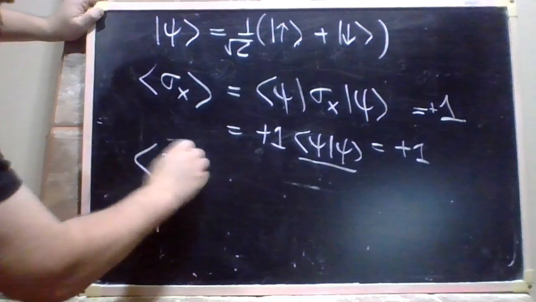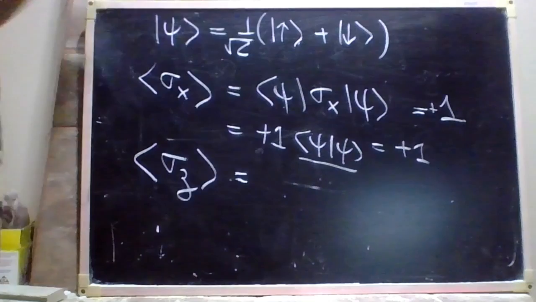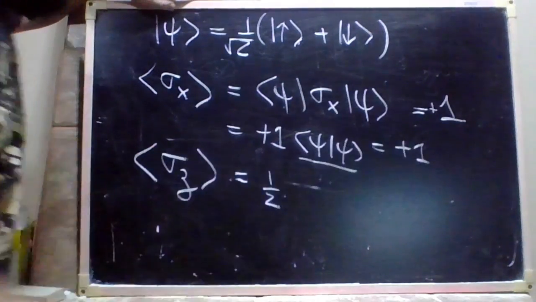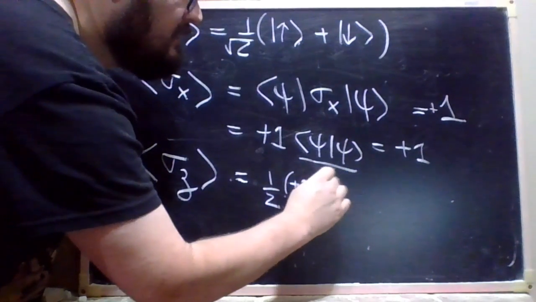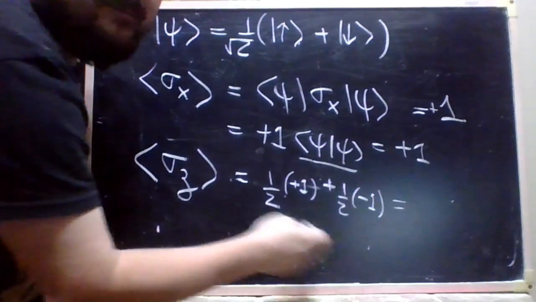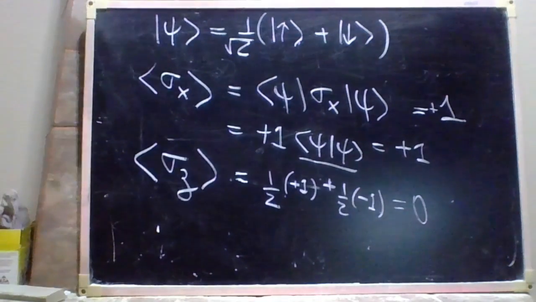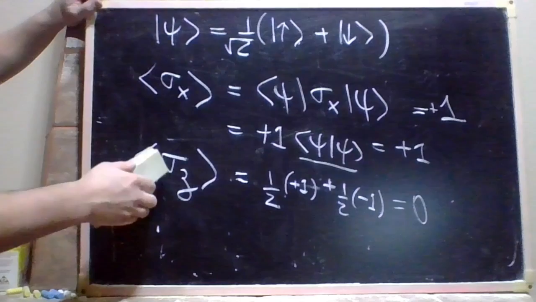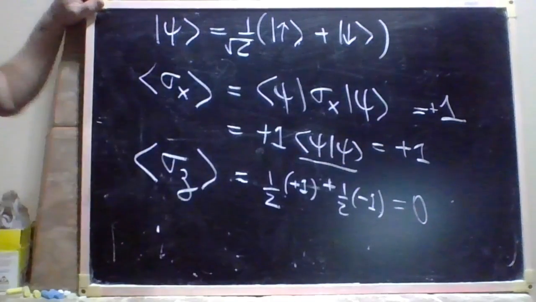But if you measure the sigma of z, all right, you'll find half, you can do the math. But physically, you find half with up and half with the down, the -1 eigenvalue. And since these are same amplitudes, but opposite signs, 0. Okay, so you'll find that the average of sigma of z, right? The average is 0. The average of sigma of x is +1, all right?